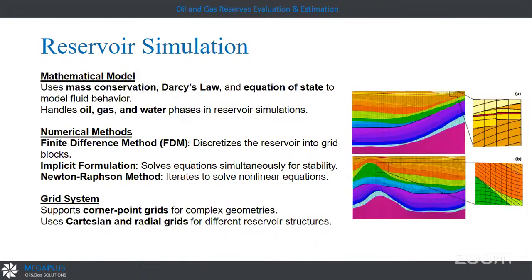As an example here, and before we go to the example, this is how the approach of simulation happened: the simulation depends on the mathematical model, numerical methods like the finite difference method, implicit formulation, and the Newton-Raphson method, and the grid system. If you want to know more about simulation, you have the corner point grids that respect the deviation or inclination or non-uniform shape, and the Cartesian and radial grids. So this is how it works, that each cell will have a static value and a dynamic model.